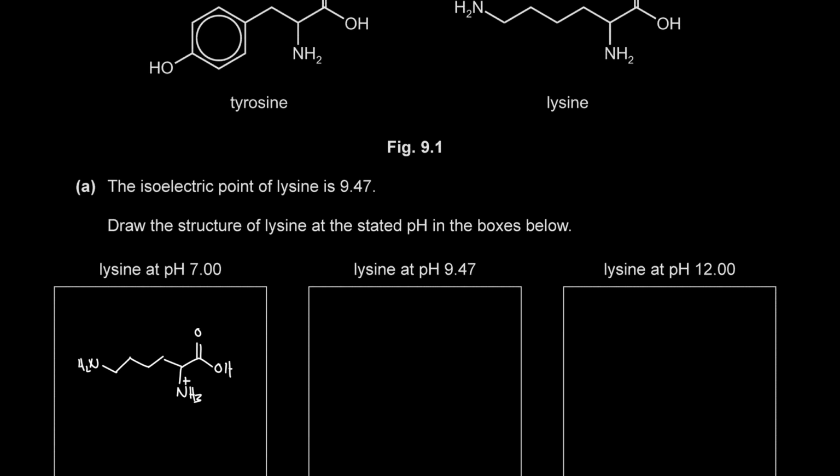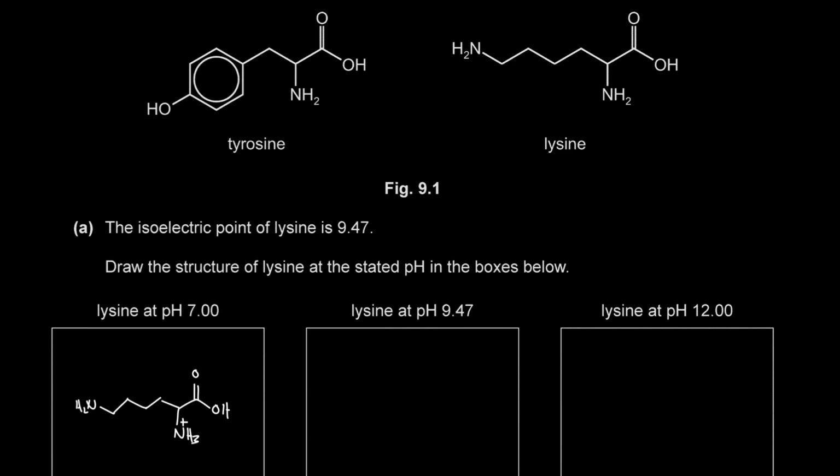At a pH of 9.47, it's neutral, so it exists in its zwitterionic form. So we have NH2 here, and we have 1, 2, 3, and then 4, and then we have an NH3 plus. And then we have a CO2 minus. It's neutral.